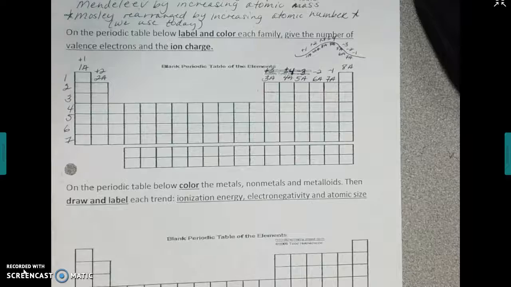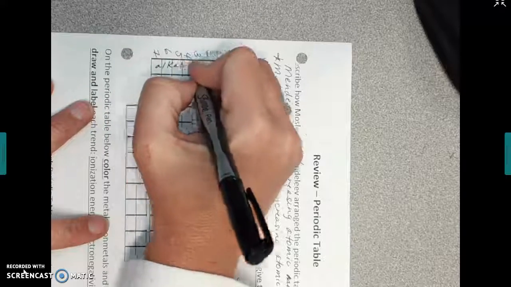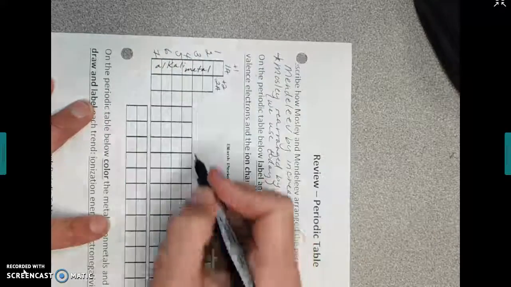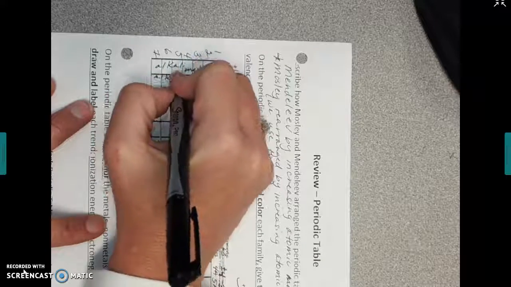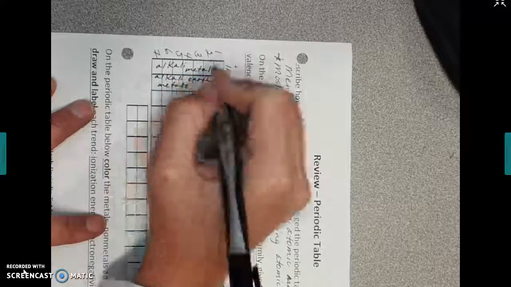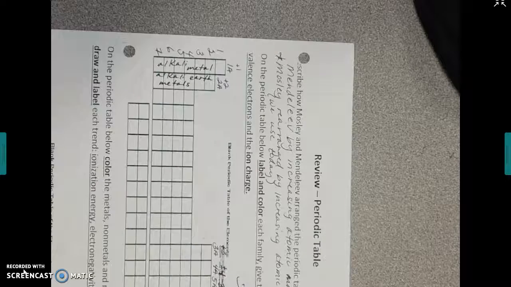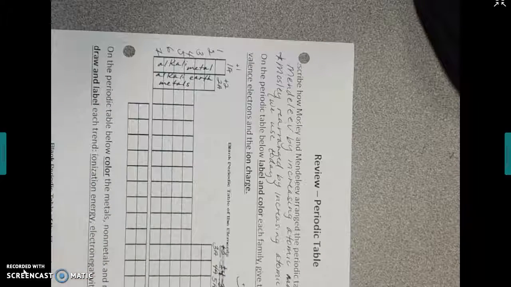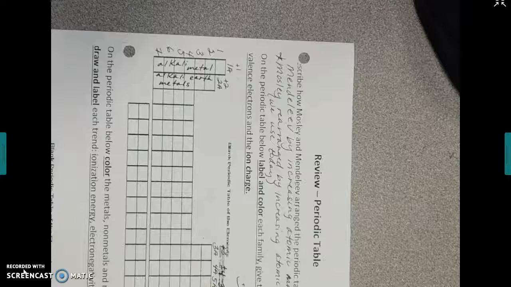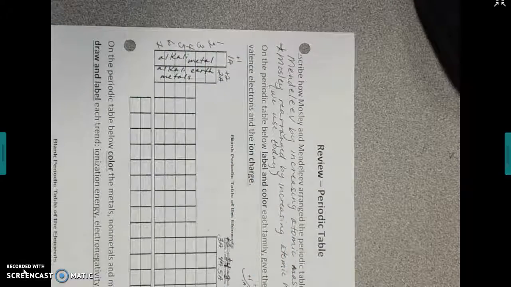All right, so the first group is called the what? Good, alkali metal family. It's the most reactive family. Then we have the alkaline earth metals. Remember, this is what was in the crazy water, and that crazy water tasted what? Salty. And so that's why they're called salts, because they form salts.